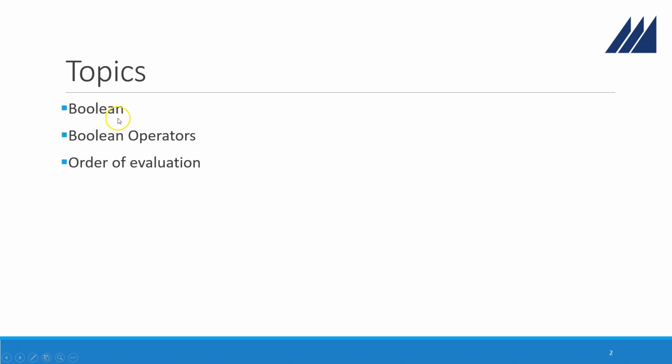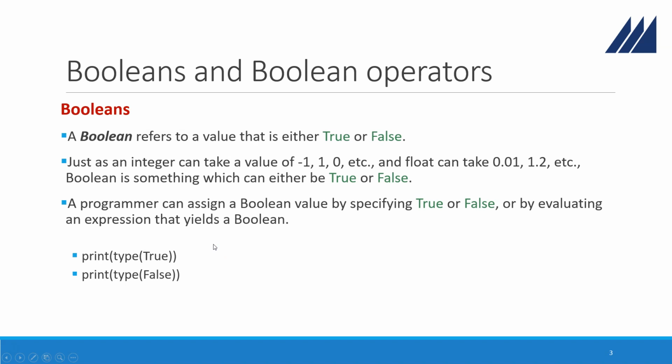What are Booleans? They're a different type of data type, similar to what we saw with integers and floats, but they have special values. We're going to learn that. We're also going to talk about the Boolean operators, and the order of evaluation. They are evaluated in a specific order, and it's very important to understand the order in order to get the correct result. All right, let's go ahead and start.